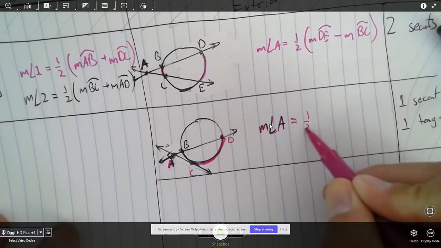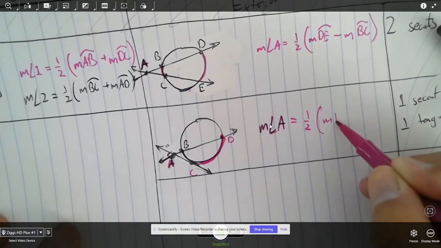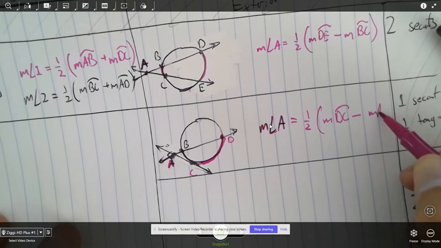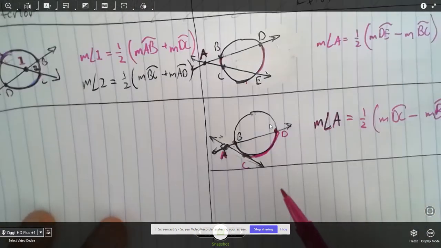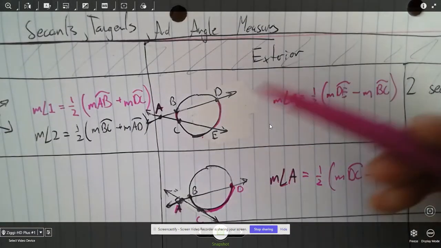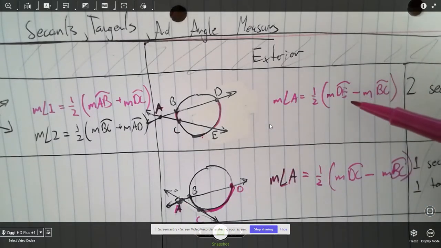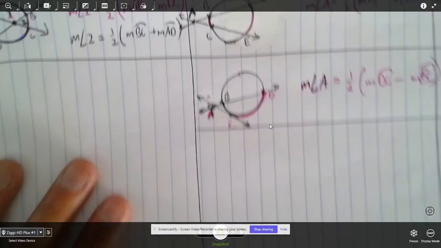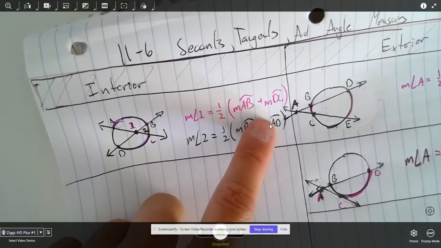It's the measure of the bigger arc on the outside, arc DC, minus the smaller arc, BC. It's the same thing for even this guy, but I'll show you what that looks like. Okay, so it's the same formula. Anytime it's exterior, anytime they're meeting on the outside of the circle, it's always going to be 1/2 of one arc minus the other arc, the bigger arc versus the smaller arc. And if it's interior, you simply add them and then take the half.